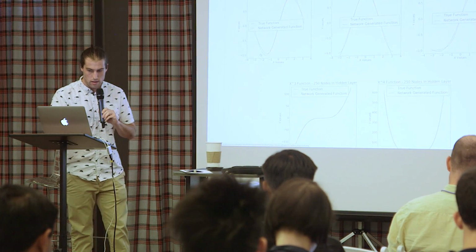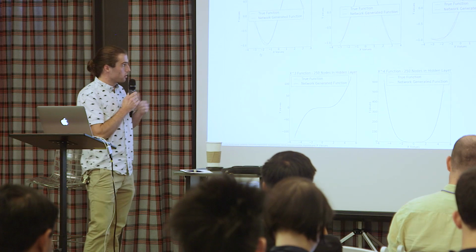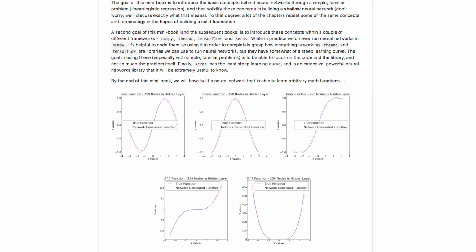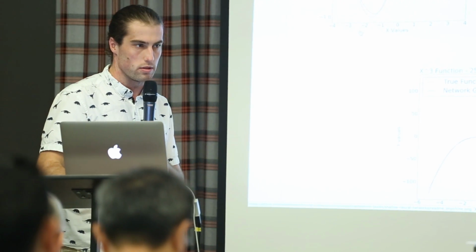Our end goal today is to build a neural network that's able to learn arbitrary mathematical functions. We're going to build this neural network, and it's going to be able to take in some x values that follow a y equals sine x function, and then actually learn that function. It's going to be able to do that with cosine and tanh and some polynomial functions as well. So that's what we are working towards.